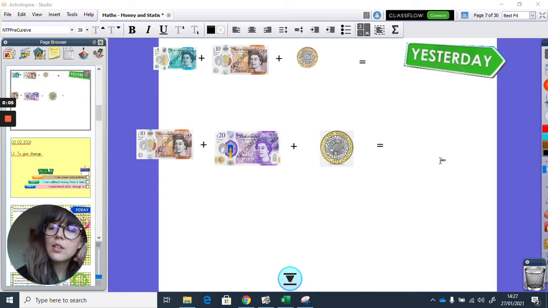Today is Tuesday the 2nd of February and we are doing our last day on money, and so we're going to start off with just a quick recap on what we did last week, just to see if you still remember all of your pound values.